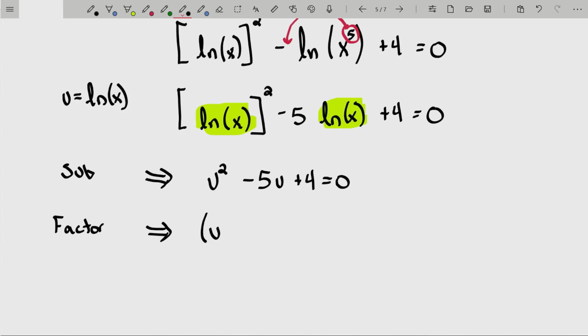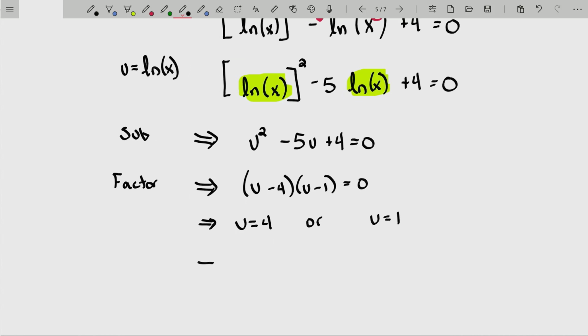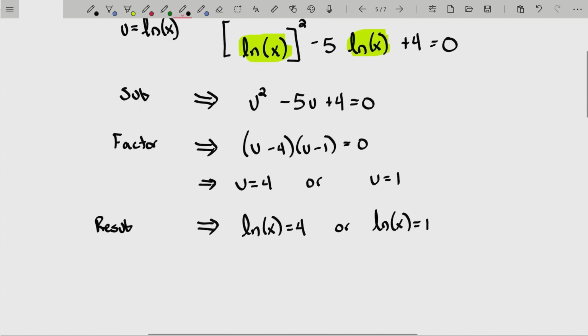So we get u minus 4, u minus 1. And of course, that will imply that u is equal to 4 or u is equal to 1. Now remember, we did not start with u's, so we're going to go ahead and resubstitute what u is. So u is natural log of x, so natural log of x is equal to 4, or the natural log of x is equal to 1.